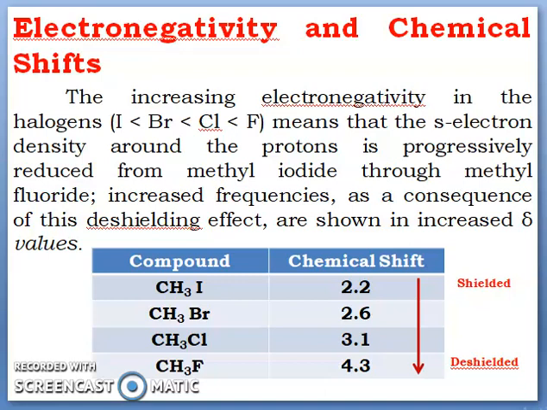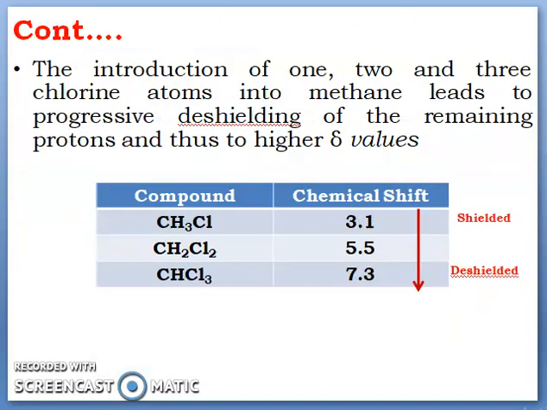Similarly, if we look at another example, chloroform, dichloromethane and methyl chloride, 3 compounds are there, but the protons' chemical shift values are different due to the presence of 1 or 2 or 3 chlorine atoms in methane.